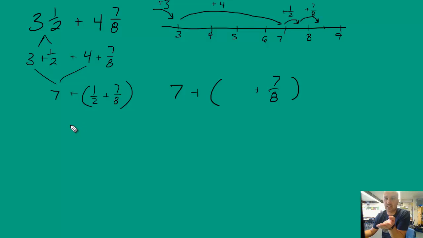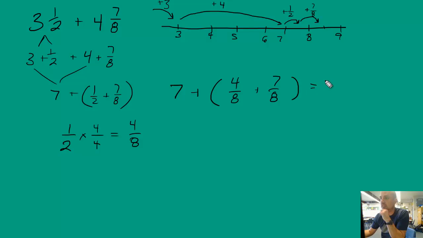Let's turn halves into 8ths. Got 1/2. I'm going to multiply that by fourths to get 8ths. 1 times 4, that will be there. So 4/8. So I'm going to put my 4/8 in here. Now I can add that up. 4/8 and 7/8. 4 and 7 is 11.